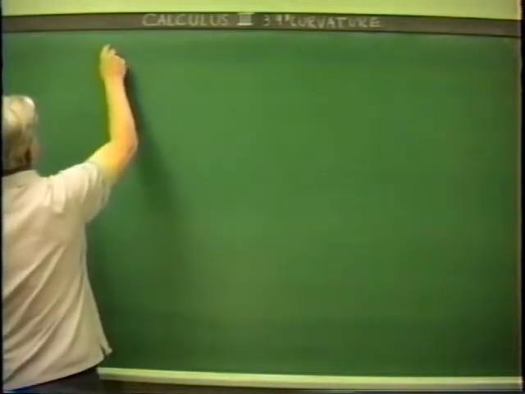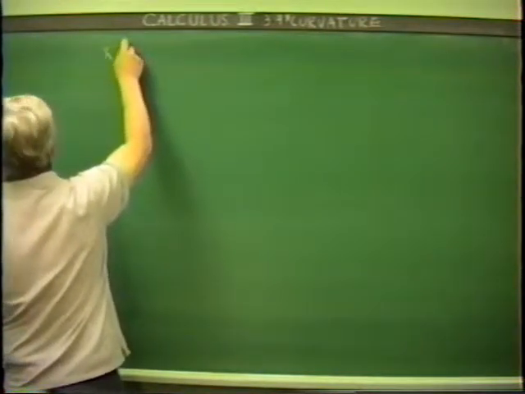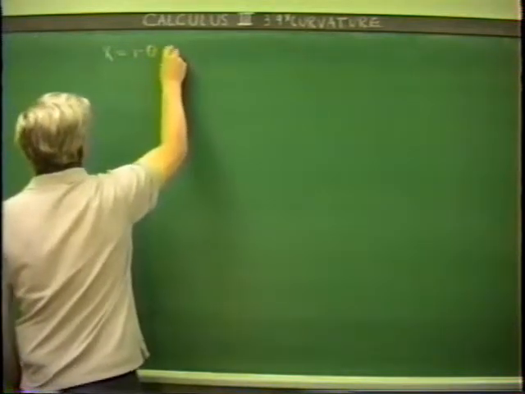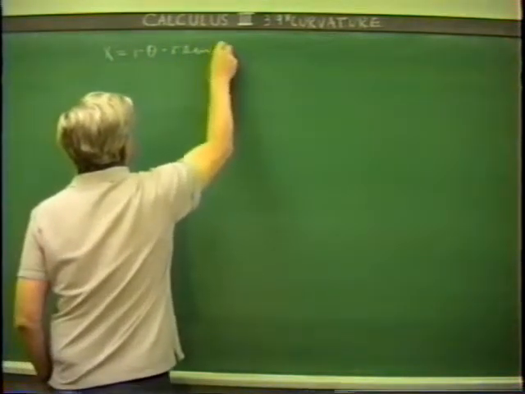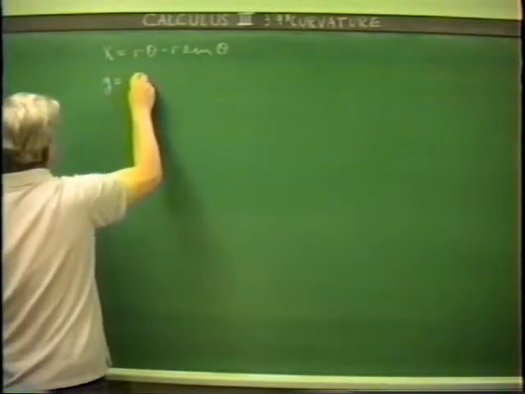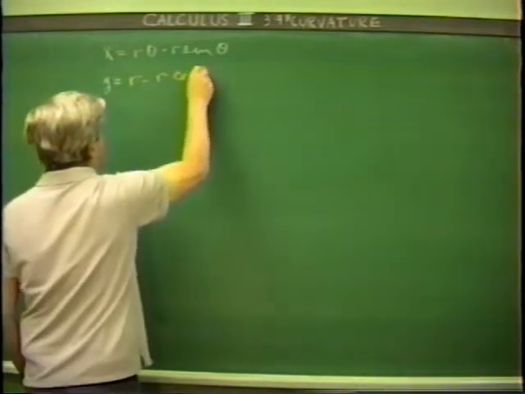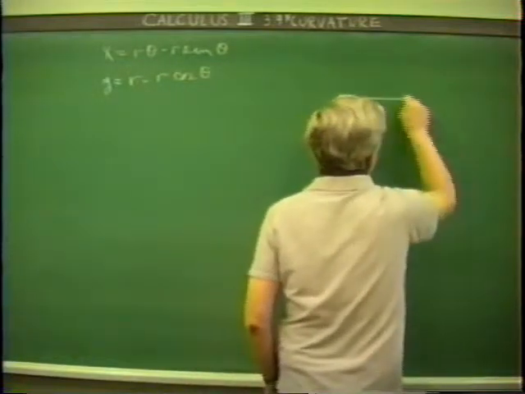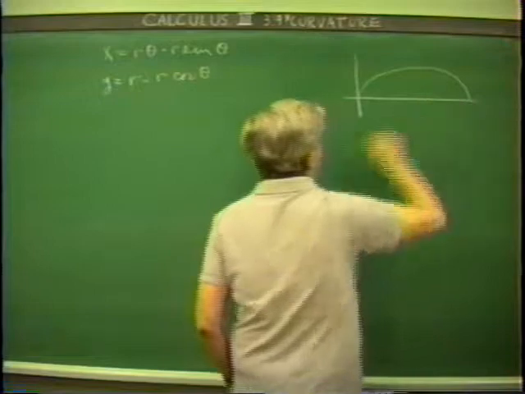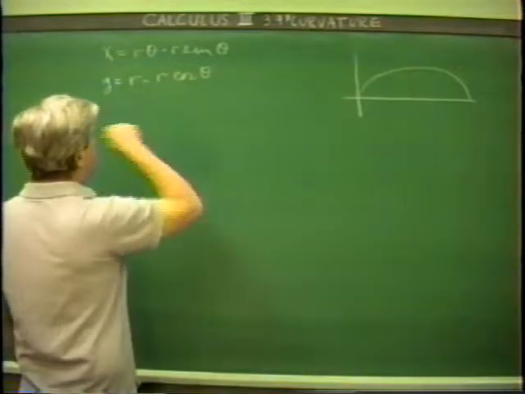Let's take a look at an example involving curvature and parametric equations. We call it the cycloid, as this equation describing it. x is equal to r theta minus r sine theta. That's x as a function of theta. And y is equal to r minus r cosine theta. Okay, this looks like so.